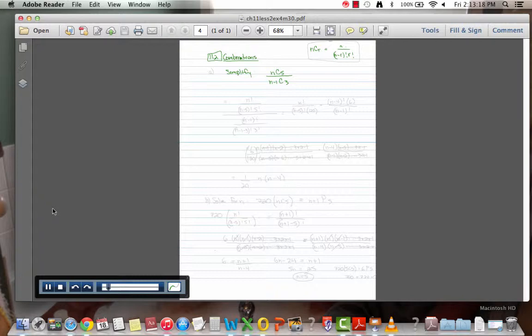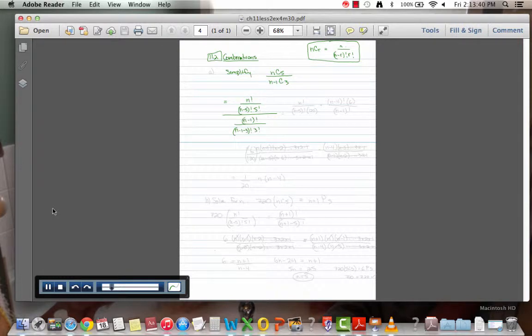That's on your formula sheets. It's not something you really need to have memorized. But what that lets me do then is say what n choose 5 is. n choose 5 is going to be n factorial over n minus 5 factorial times 5 factorial. Now that's divided by n minus 1 factorial over n minus 1 minus 3 factorial times 3 factorial.